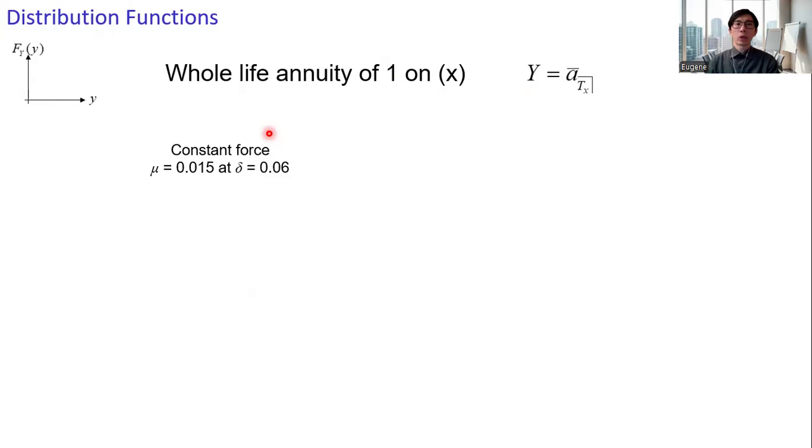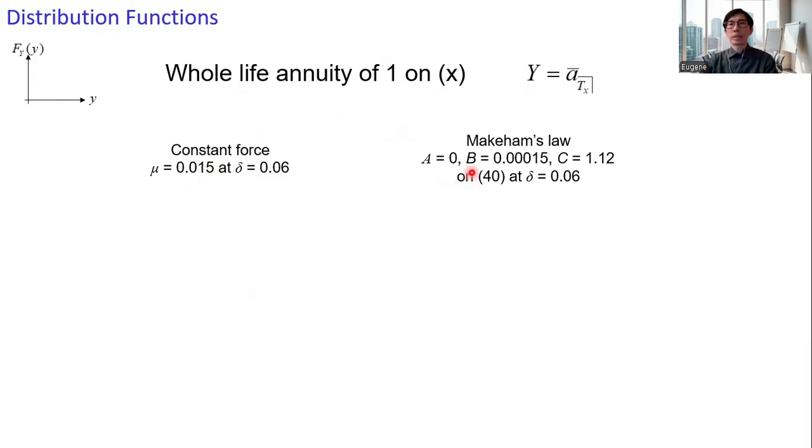The first one, constant force, mu equals 0.015. And the other one, Makeham's law, A is 0, B is 0.00015, C is 1.12. The current age of the individual is 40. And for the two models, we assume the force of interest is 0.06.